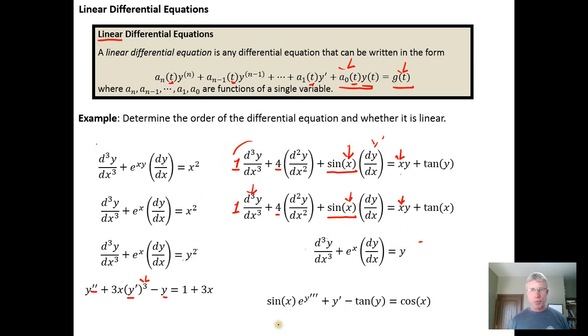So last example, we're going to run into trouble on this one again. Sine x is a function of a single variable, but now we have nonlinearity for more than one reason. We have the third derivative of y in the exponent position on e, so that makes it nonlinear. We have y as an input into the tangent function. This makes it nonlinear as well.